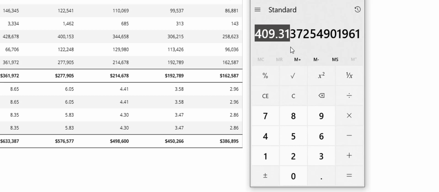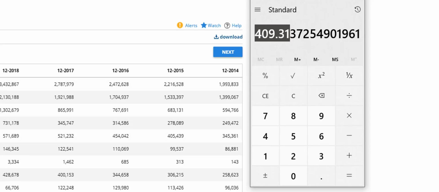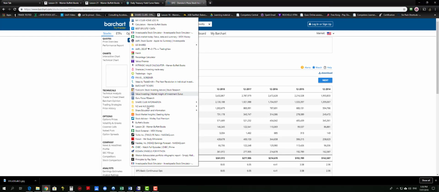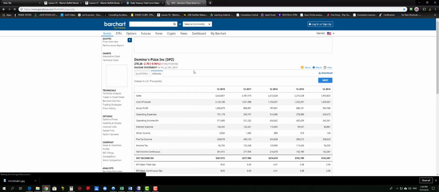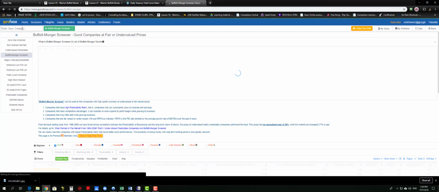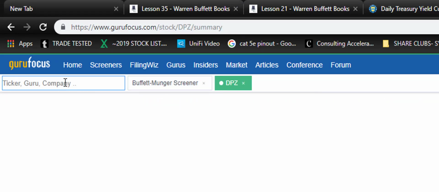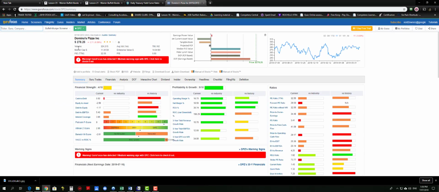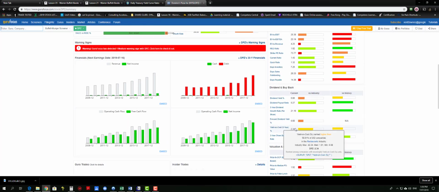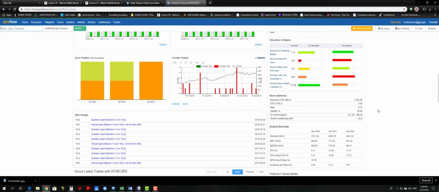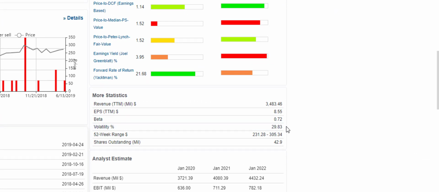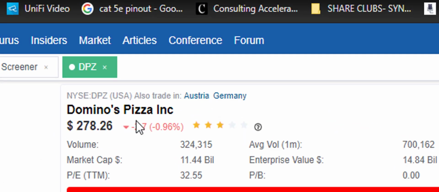So basically, in summary, if I go to one of my favorite sites, which is Guru Focus, and put in DPZ, you can see the volatility ratio is 29.8%. Its 52-week high was 305, and it's currently trading at 278.